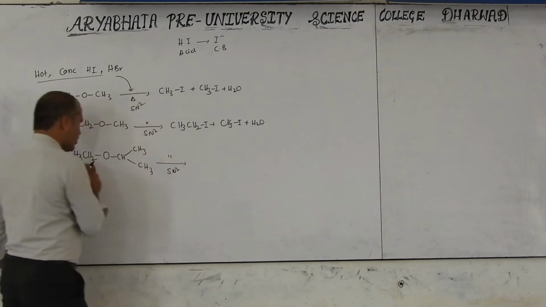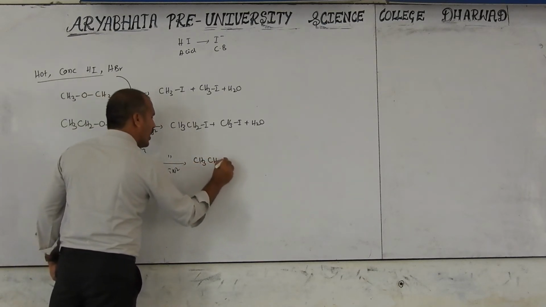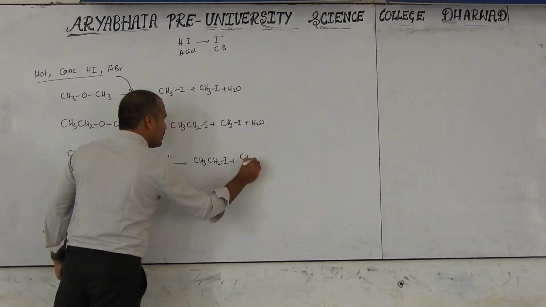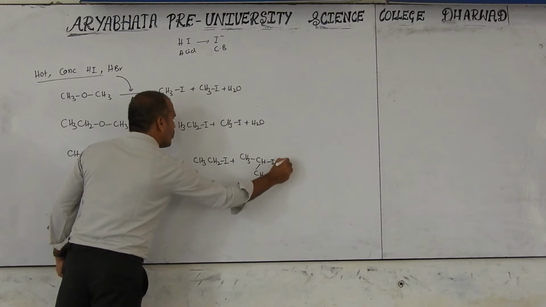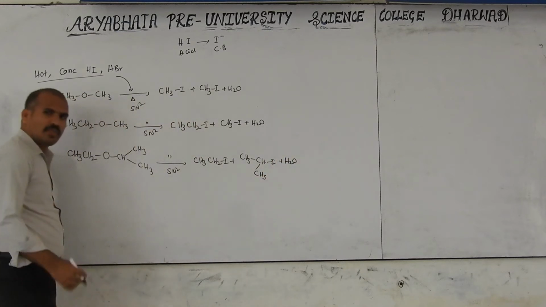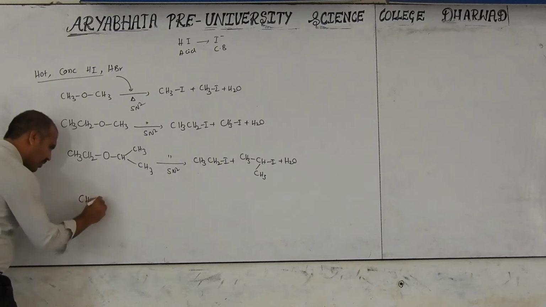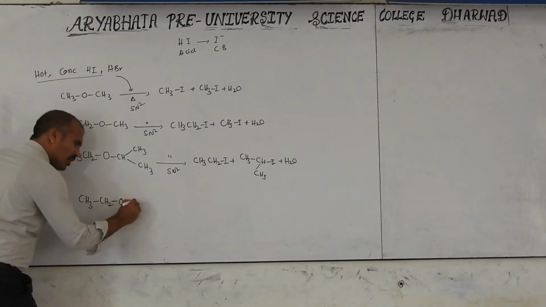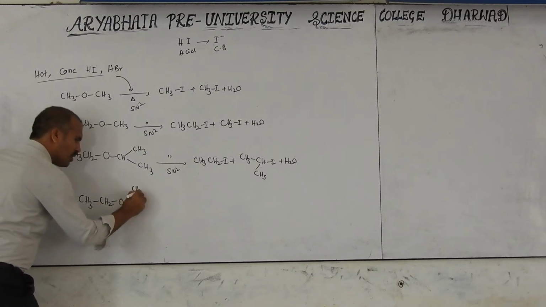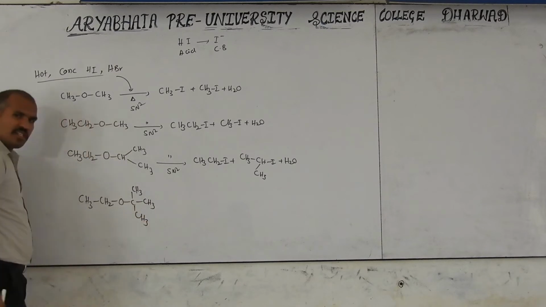Then both sides will get which one? CH3, CH2I plus CH3I plus water molecule. Easy. Now the condition CH3, CH2 and O. Now the condition is CH3, CH3, CH. This is which one? Tertiary.